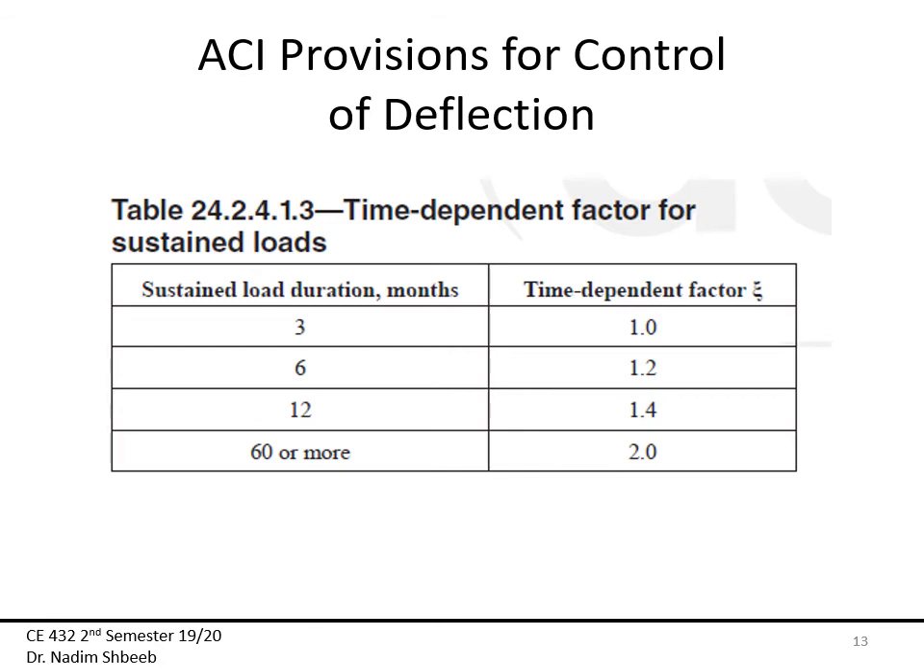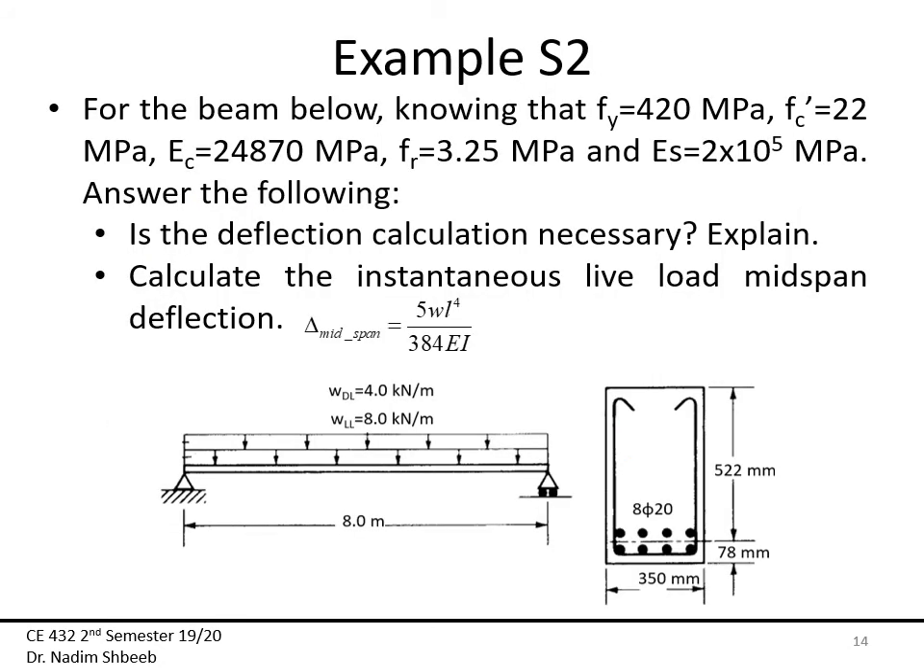So let's say if I want 9 months, which is somewhere in the middle, then this is probably going to be 1.3. With that, I'm going to solve an example, and this is actually a question that I asked in the second exam of last semester. I have a beam, giving you the values of Fy equal to 420 megapascals, f prime c 22 megapascals, modulus of elasticity equal to 2,487, the rupture stress is 3.25, and the modulus of steel is 2 times 10 to the 5 megapascals.